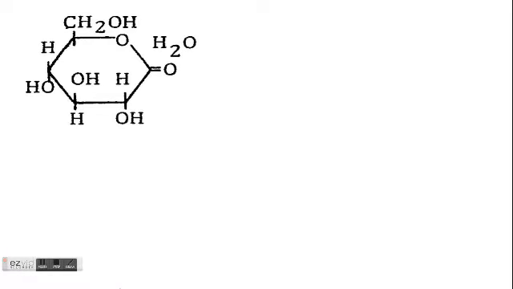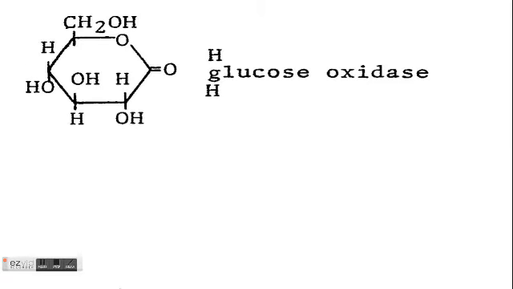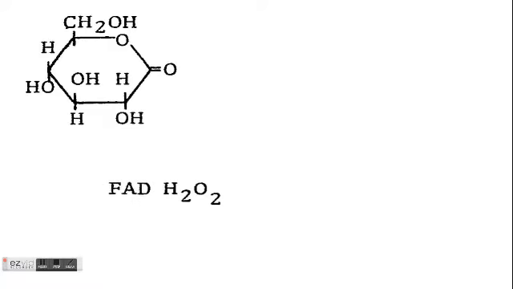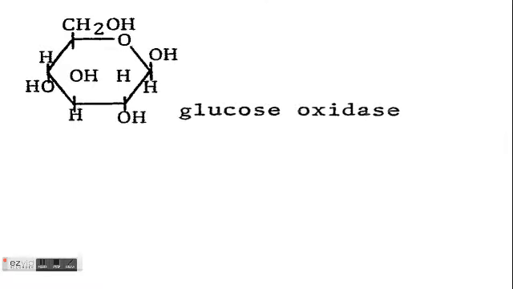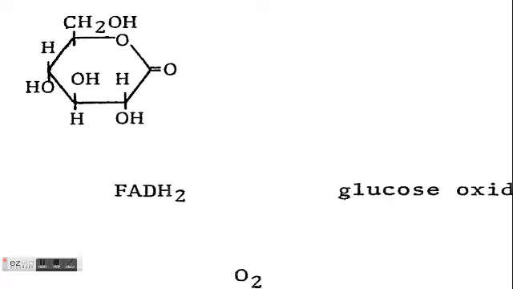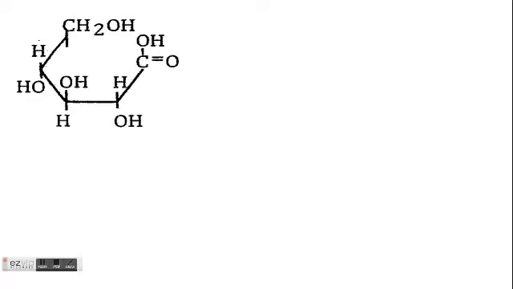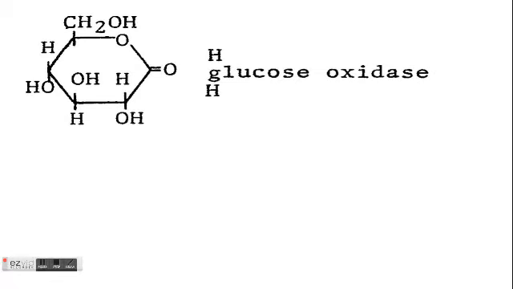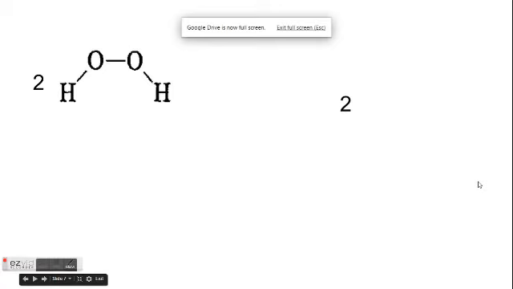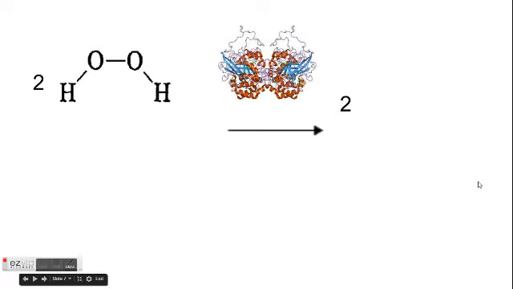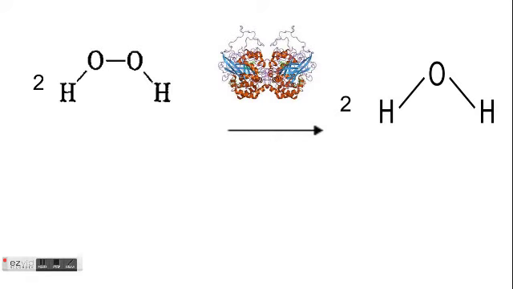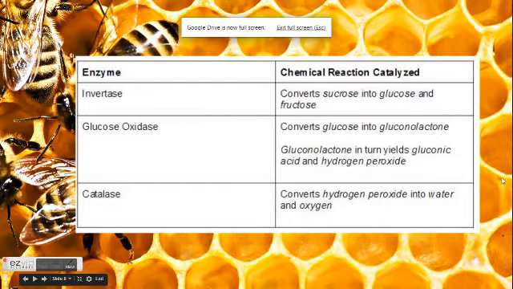A small amount of the glucose is attacked by a second enzyme, glucose oxidase. Glucose oxidase catalyzes the oxidation of glucose into gluconolactone. Gluconolactone further spontaneously hydrolyzes to produce gluconic acid, the principal acid in honey. In addition to gluconolactone, glucose oxidase simultaneously forms hydrogen peroxide during its action on glucose. The H2O2 is then cleaved by catalase to produce water and oxygen.